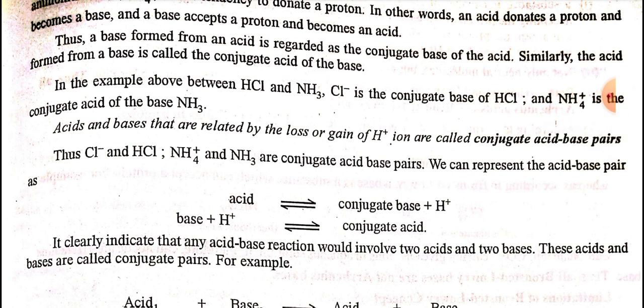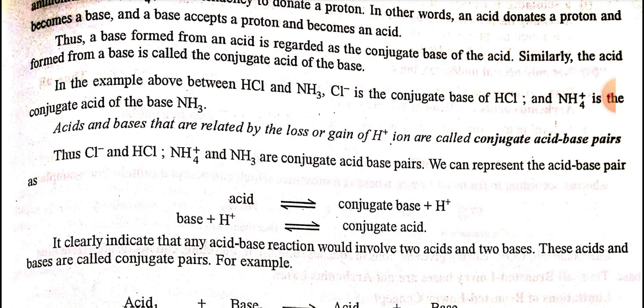In other words, an acid donates a proton and becomes a base, and a base accepts a proton and becomes an acid. Thus, a base formed from an acid is regarded as the conjugate base of the acid. Similarly, the acid formed from the base is called the conjugate acid of the base. In the example above, between HCl and ammonia, chloride is the conjugate base of HCl and ammonium is the conjugate acid of the base ammonia.